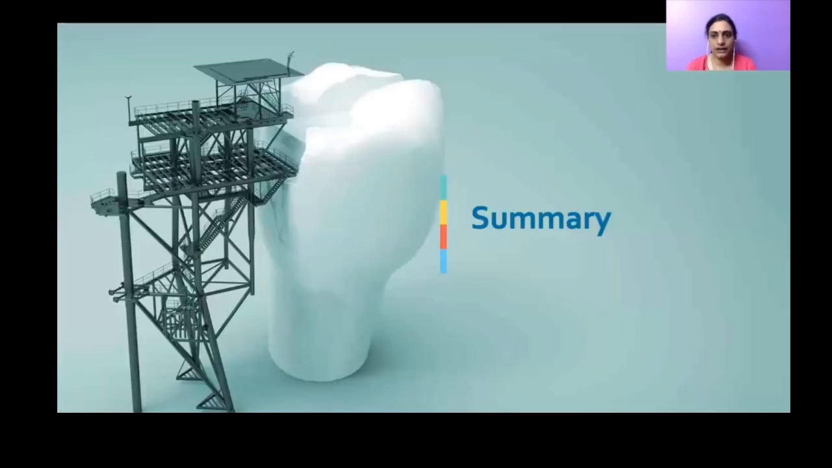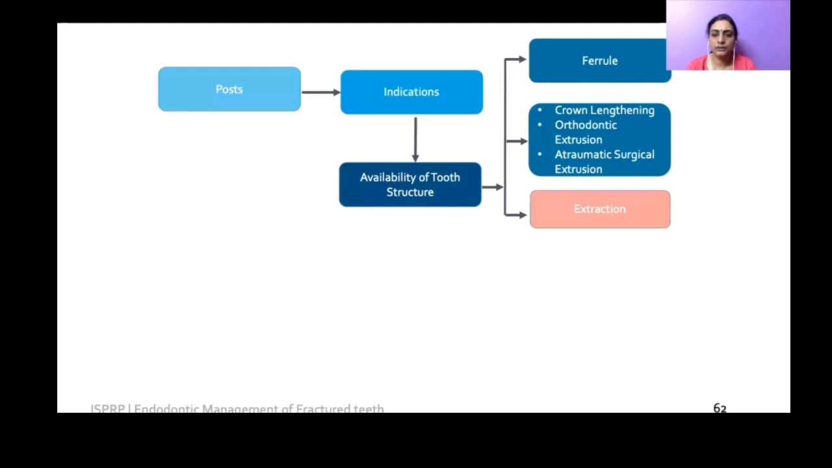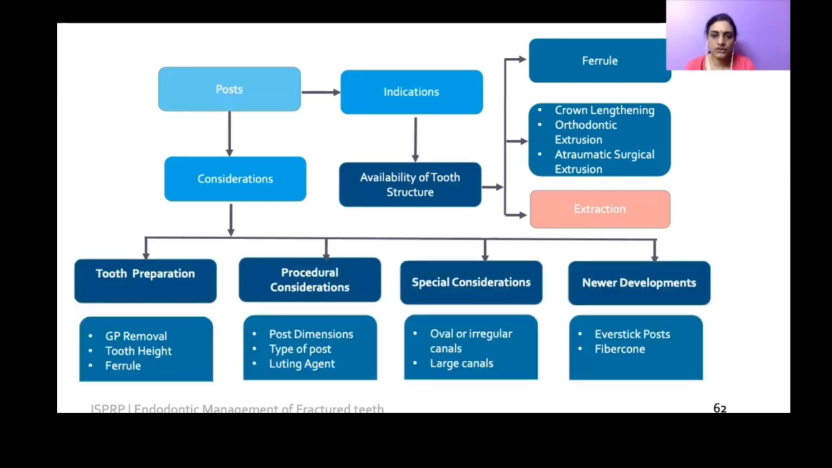So, to summarize, I have discussed the indications of post, and based upon availability of tooth structure to give us adequate ferrule, we can obtain adequate ferrule in badly broken down teeth using crown lengthening, orthodontic extrusion, or atraumatic surgical extrusion. And for tooth preparation, we have discussed GP removal, tooth height, and ferrule. The procedural considerations are post dimensions, type of post, luting agent, special considerations and newer developments for oval canals using Everstick posts and Fiber Cone.